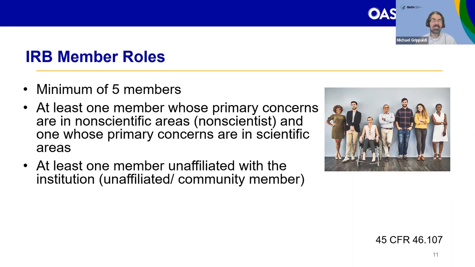Each IRB must have at least 1 member who's unaffiliated with the institution, and we'll be getting to this in several slides, I promise. And this member is routinely referred to as unaffiliated or community. And it's possible, as I alluded to earlier, for 1 member to occupy multiple roles. That is, it's very common to have the non-scientist also be the unaffiliated member, for example.